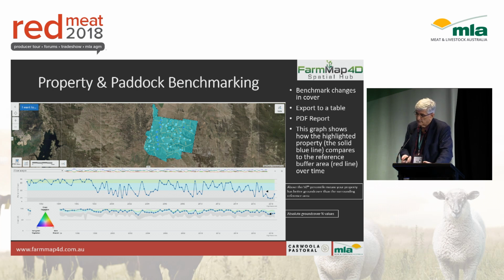In the system, you can benchmark your property either internally, paddock to paddock, or you can go out 50 kilometres to your neighbours and have a look over the last 30 years at how your ground cover compares to theirs, where you sit in relation to them.